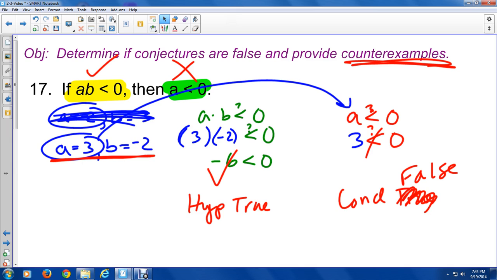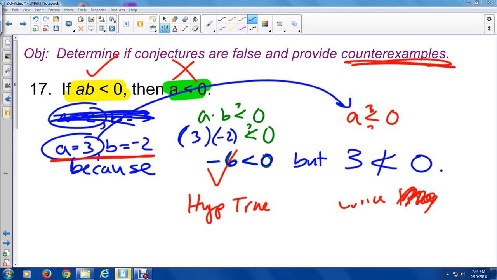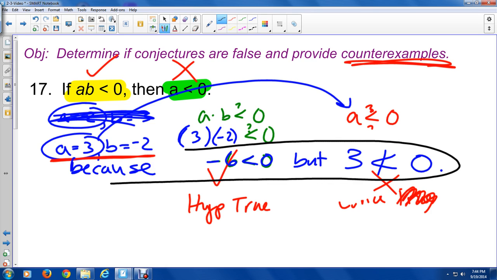And I like to say because, you can either say in words, because the hypothesis is true and the conclusion is false, or you can say because, I've got it all set up here very nicely, negative 6 is less than 0, but 3 is not less than 0. Hypothesis true. Conclusion false. And now I have a pretty nice statement really to support my answer of what my counterexample is. Okay, a lot more reasoning than actually writing here.